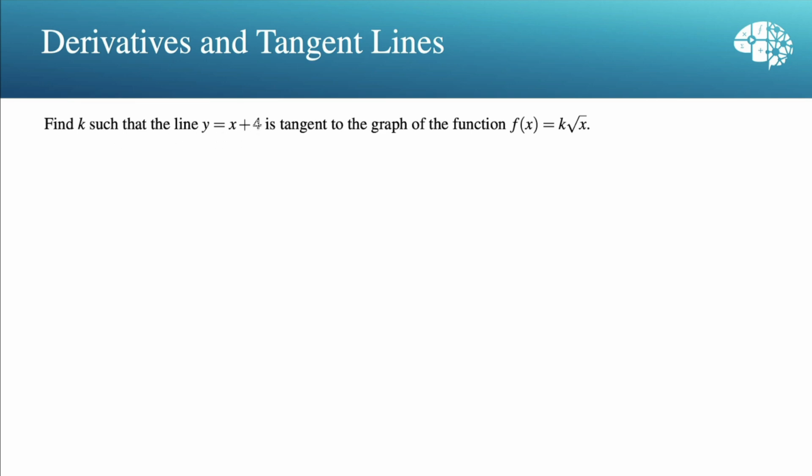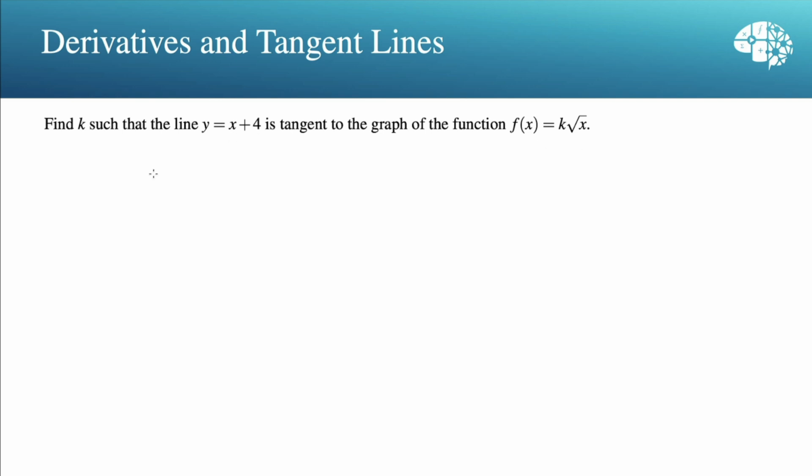To force a line, y equals x plus 4, to be tangent to the graph of f of x equals k square root of x, we need two things to be true. We need, first, for the two to actually intersect each other, and second, for the slope of the line to be equal to the slope of the function, or the derivative of the function. And so we can represent those two truths with two different equations.